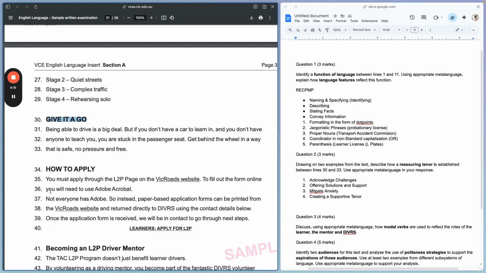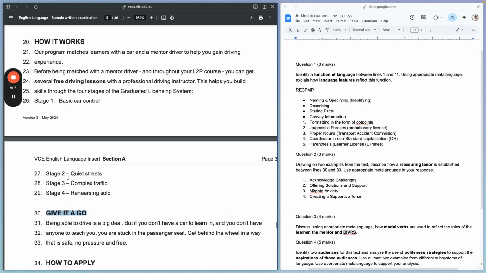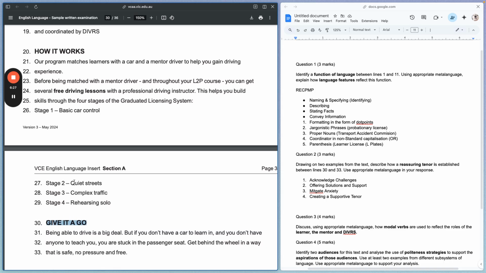It's giving them a gentle push to go out of their shell, start driving, and not be afraid of driving as well. So it creates this sense of approachability towards the DIVRS and towards the idea of driving itself. So the "give it a go," the imperative structure, is a good phrasing and an encouraging exhortation.